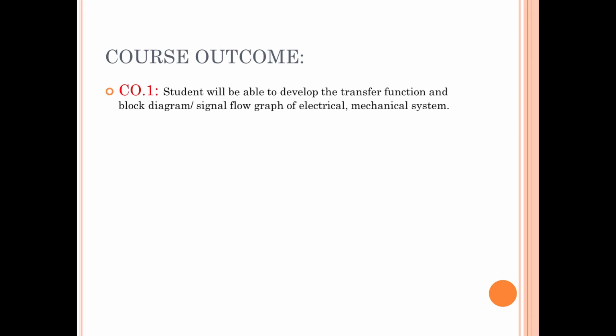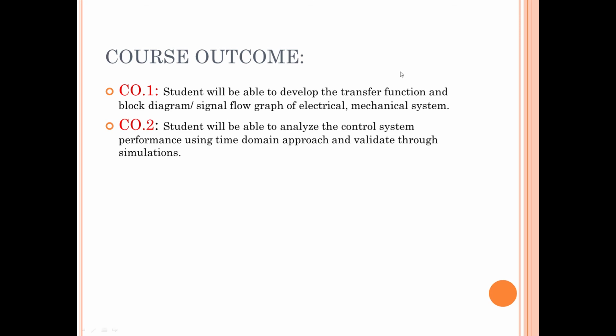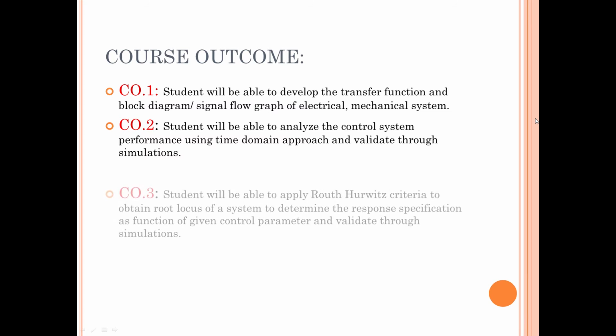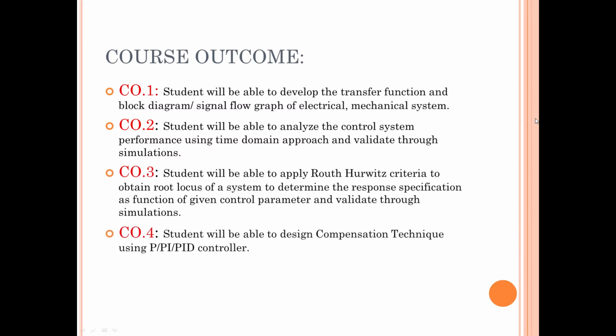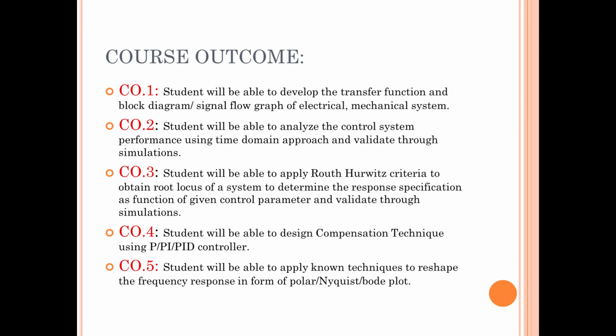So now, what is the course outcome? At the end of this course, the students will be able to design the control system or define the transfer function using the signal flow graph or block diagram, and can perform the time domain analysis or the frequency domain analysis, and will be able to design different compensation techniques using different controllers. So these are the course outcomes of Control System 1.